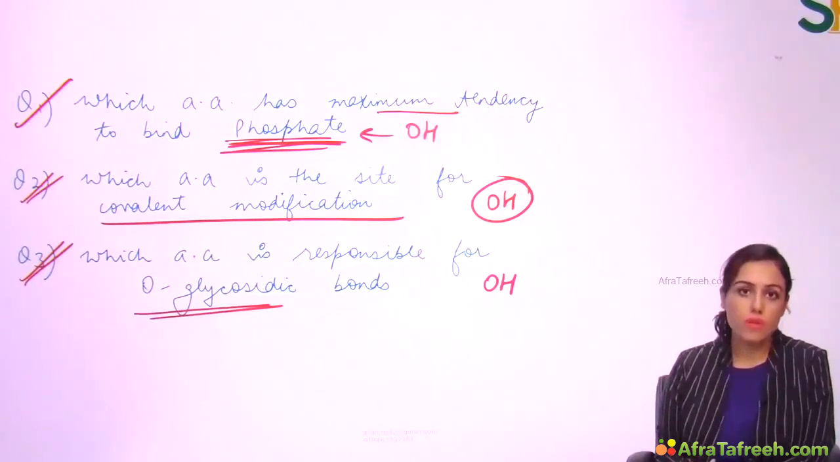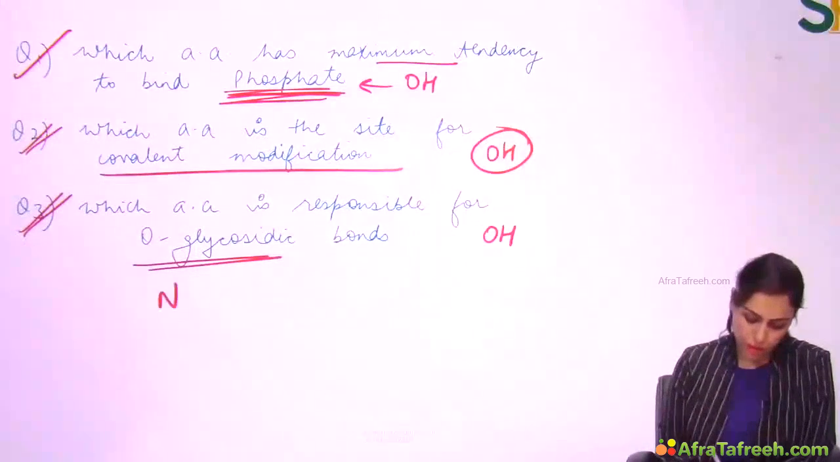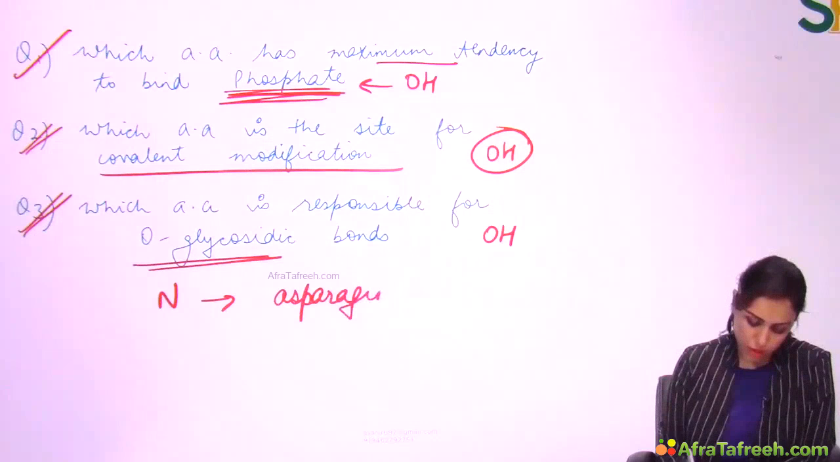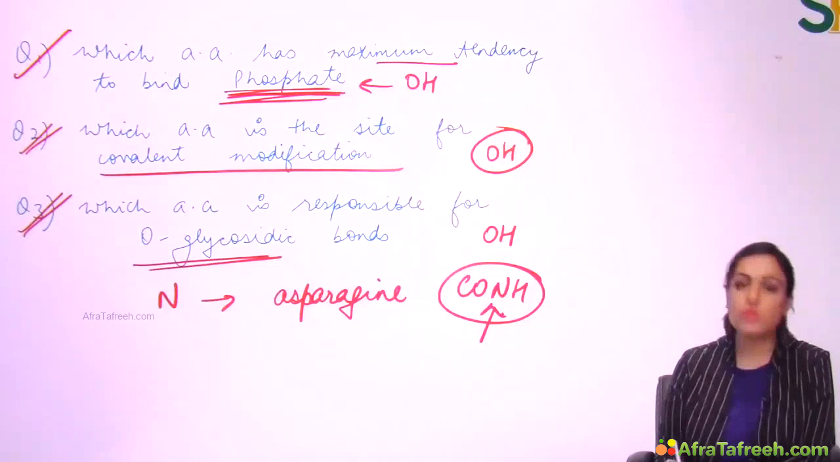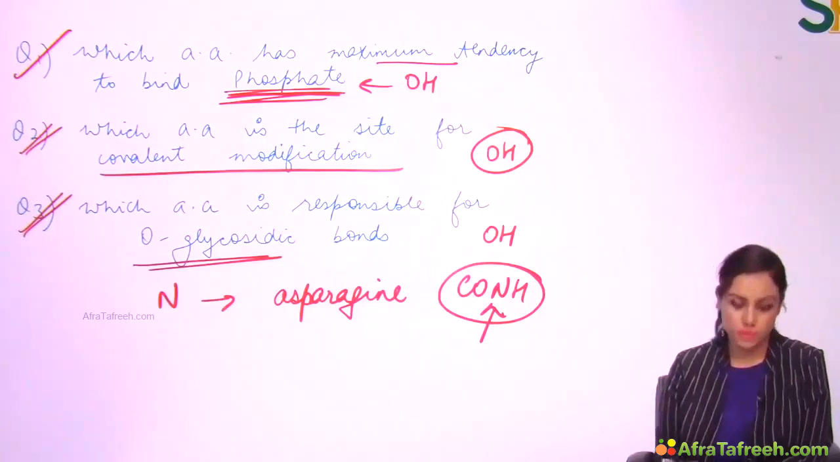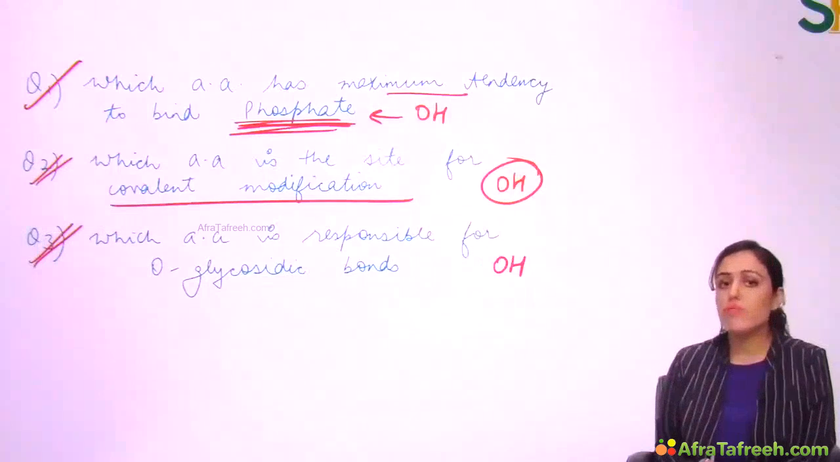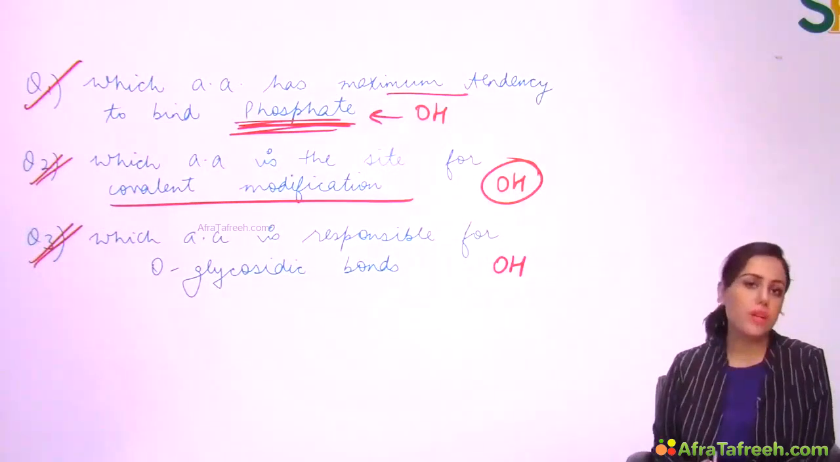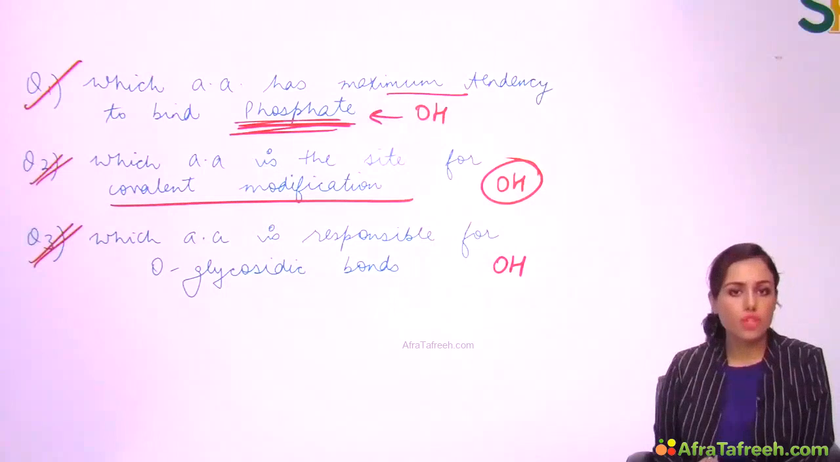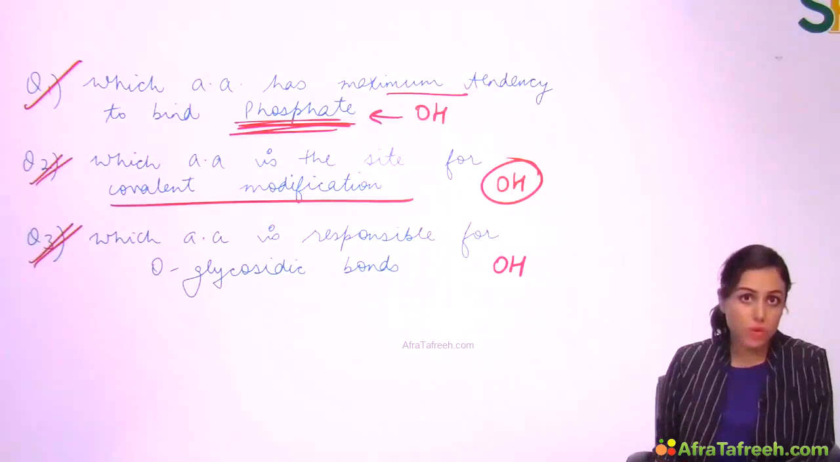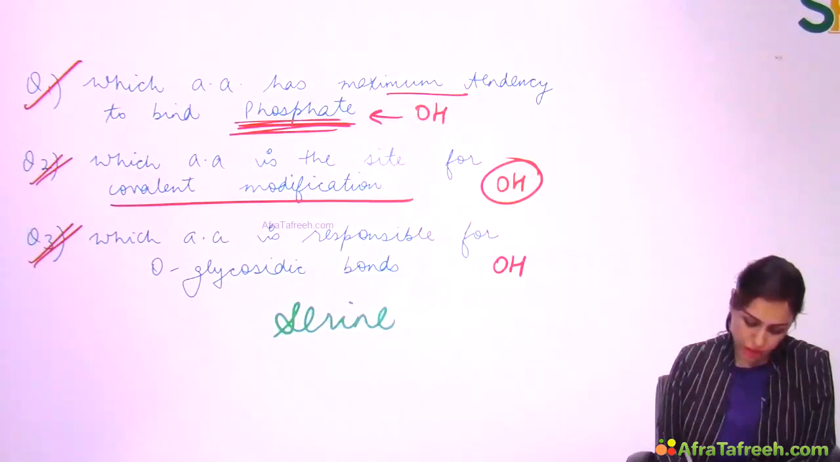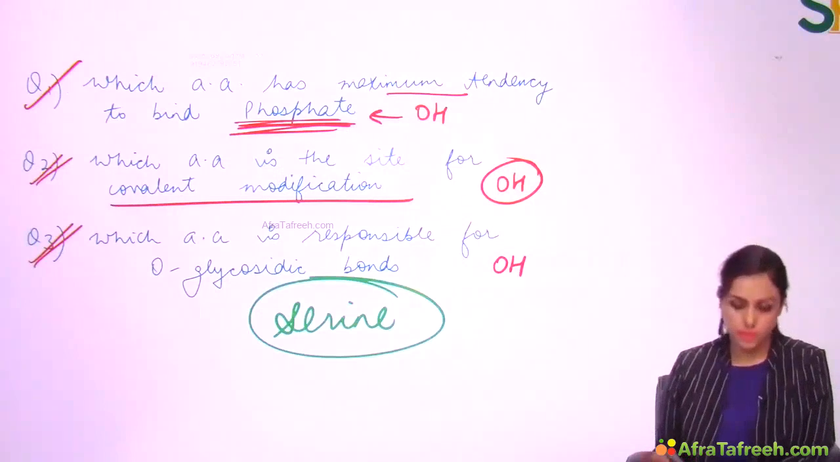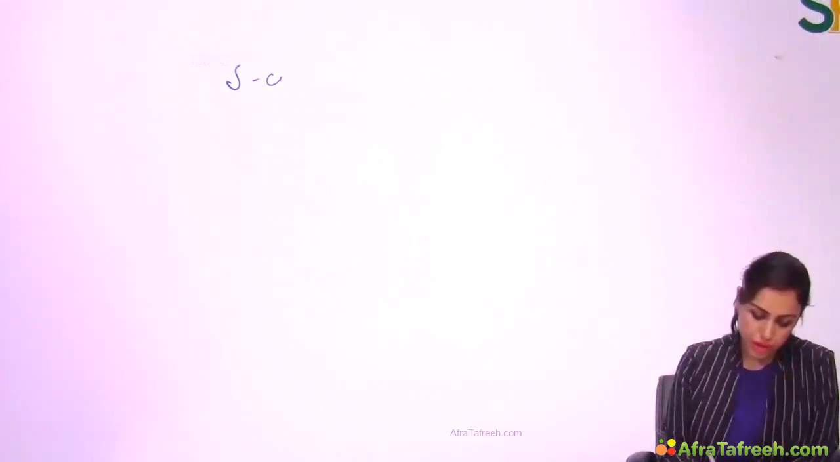There are 2 kinds of glycosidic bonds, O and N glycosidic bond. If they ask you N glycosidic bond, which amino acid is responsible, then you will say it is asparagine because asparagine has CONH amide bond and this nitrogen can be taken from this amide bond. Now, I was saying that whenever these 3 questions are asked, your answer is OH containing amino acid. But if by chance in a question, all the OH containing amino acids are given in the options, and you have to select one out of them, then out of these 3, the best answer will be serine, which you can mark, right? Now coming to sulfur containing amino acids.